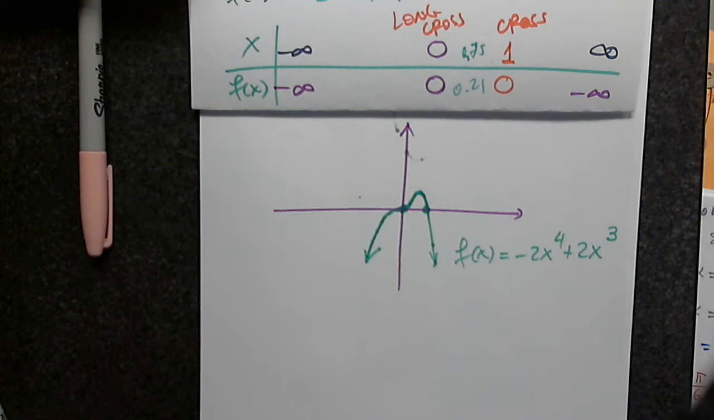It happens that this is also the absolute maximum. There is no other value higher than 0.21. It's the absolute max.